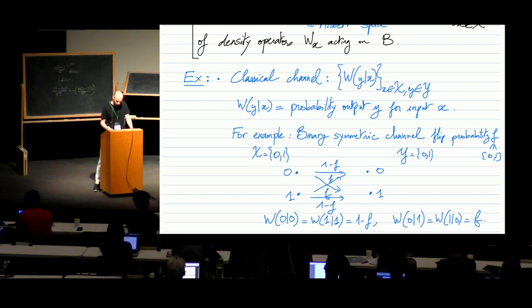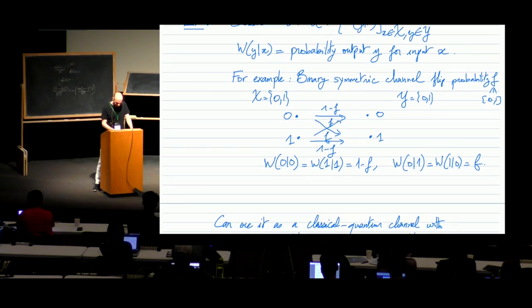Okay, so the special case of a classical channel, in this case, we sometimes denote it with this conditional probability notation, where this is the input, and given an input x, the probability of seeing y as output is W(y|x). Okay, and then a typical example is the binary symmetric channel, where I have some parameter f, and I have as input just a bit, 0 or 1, and the output is also a bit, and I flip this bit with probability f. This is an example.